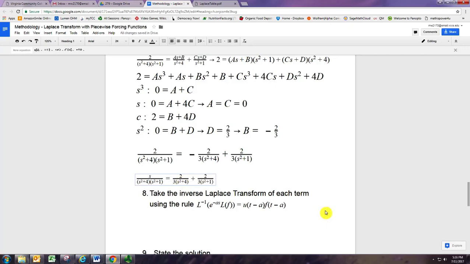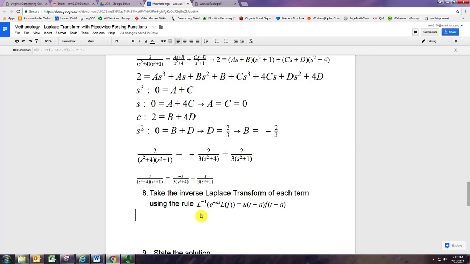So the denominators are the same, s squared plus 4 and s squared plus 1, but we actually get negative s over 3 and s over 3. So it's a is negative 1/3 and c is 1/3. B and d would be 0.